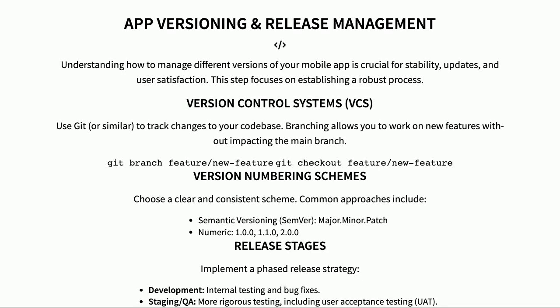Okay, let's talk about keeping your mobile apps running smoothly and delivering updates effectively. A big part of that is versioning and release management. We'll start with using tools like Git to track all the changes you make to your app's code. It's like having a super detailed history book. Then, we need a system for assigning versions to each update. Something like semantic versioning can be really helpful here, letting you clearly communicate the type of changes in each release. Finally, think about releasing your app in stages, starting with internal testing, moving to a staging environment for more thorough checks, and then finally launching it live for everyone.